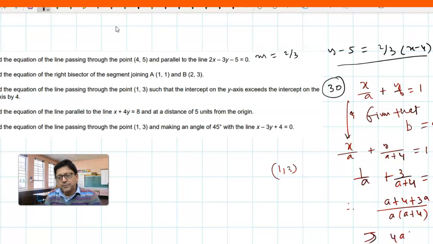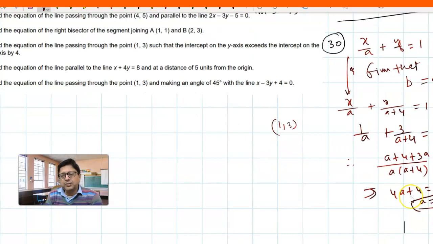So this implies 4a plus 4 equals a square plus 4a. So this will give us the value of a. A is plus minus 2. If a equals plus 2, b is 6. For a equals minus 2, b is 2.